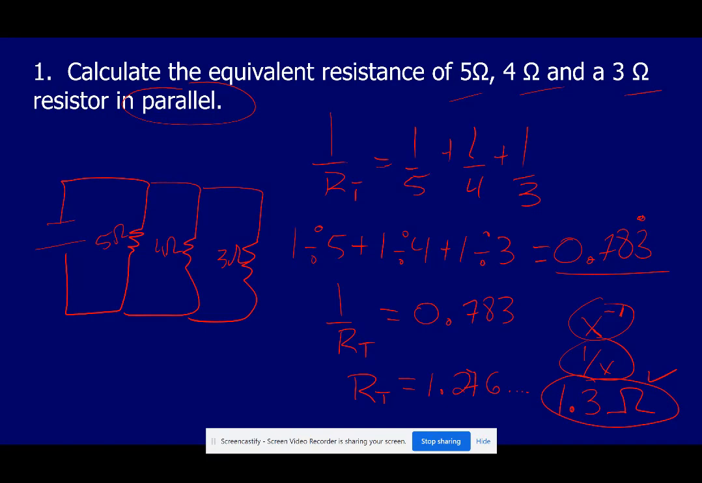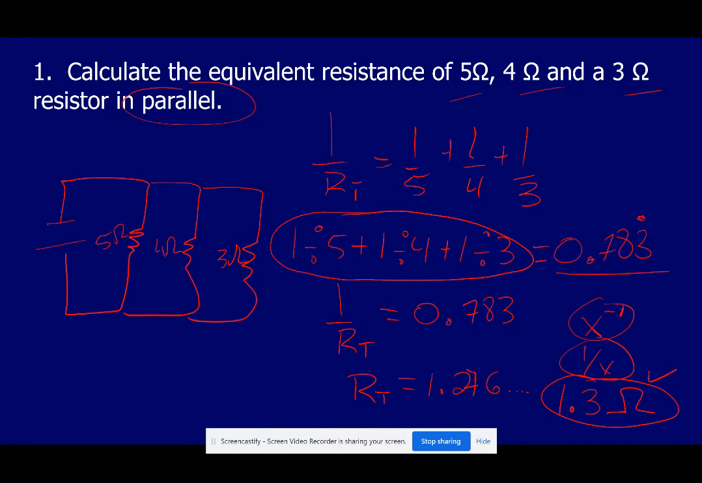Everybody's calculator might be a little bit different, but this method of punching it in should work on just about every calculator to get the 0.783. And then it's just a matter of figuring out how quirky your calculator is to get the 1.3, which is the answer to this problem.